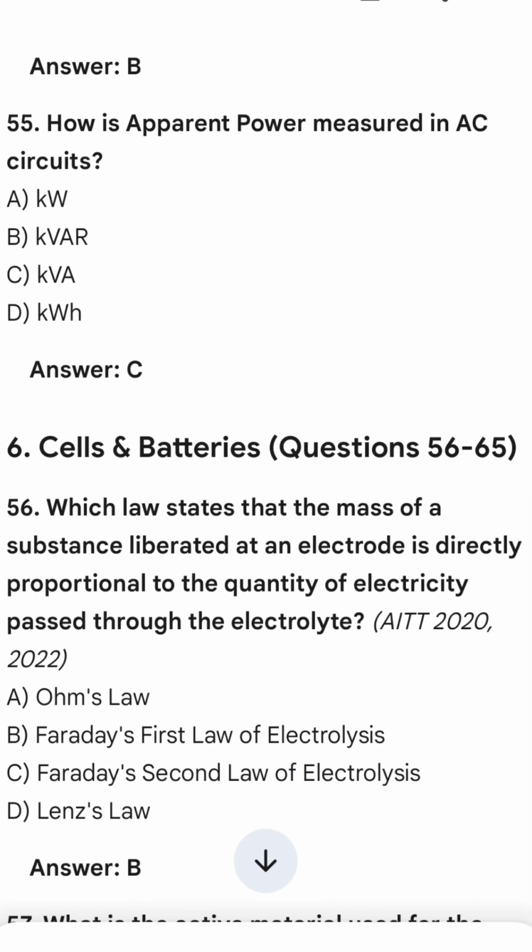Question 55. How is apparent power measured in AC circuit? Option A, kilowatt. Option B, kVAR. Option C, kVA. Option D, kWh. Option C, kVA is the correct answer.